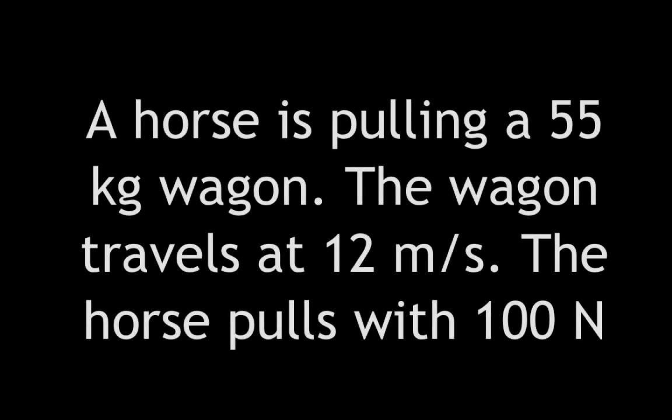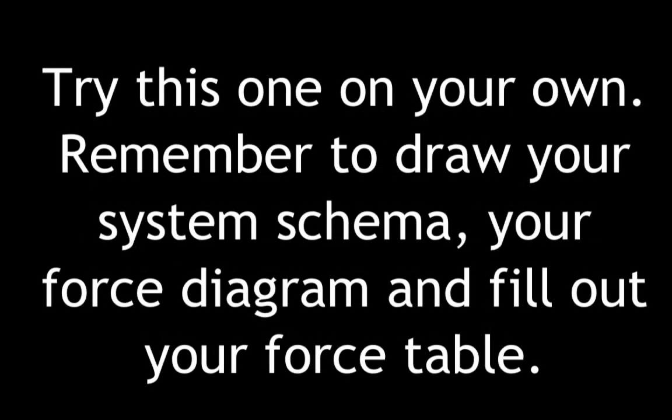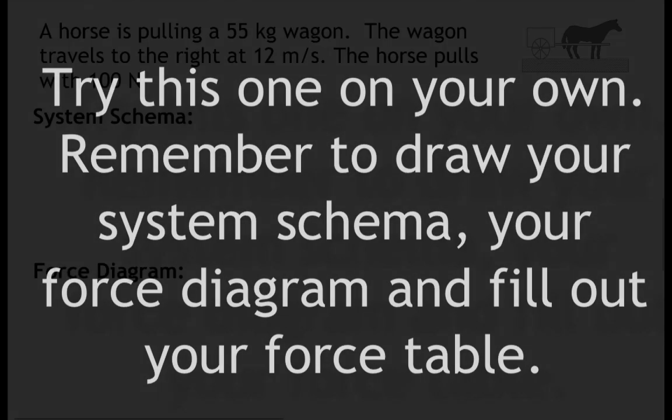A horse is pulling a 55 kilogram wagon. The wagon travels at 12 meters per second. The horse pulls with 100 newtons. Try this one on your own. Remember to draw a system schema, your force diagram, and fill out your force table.